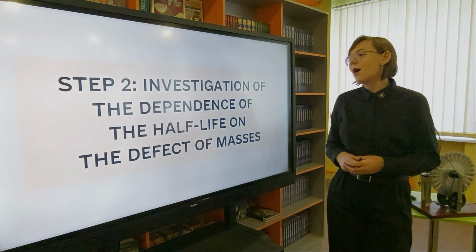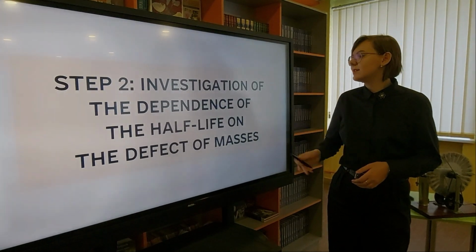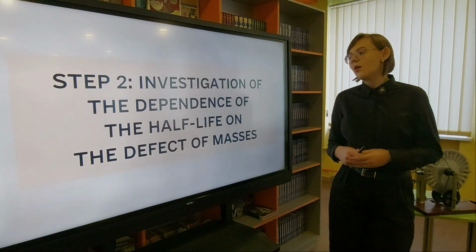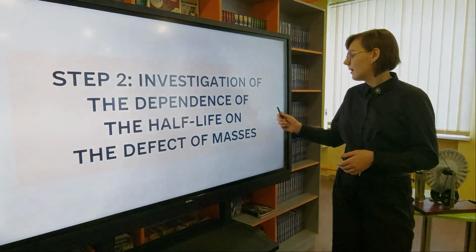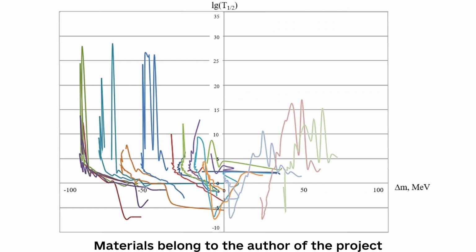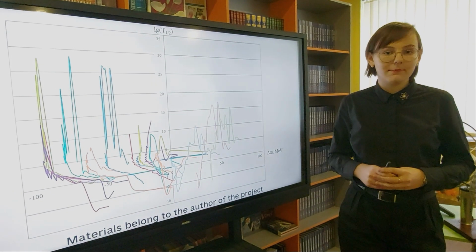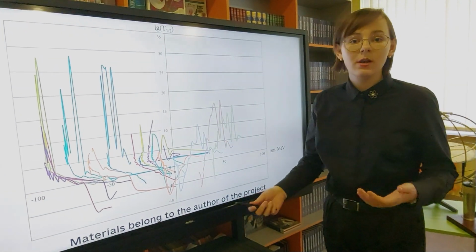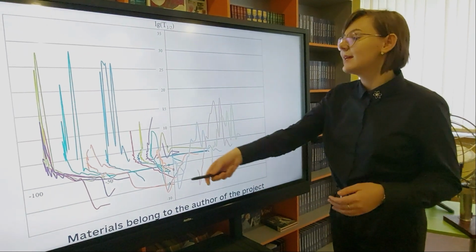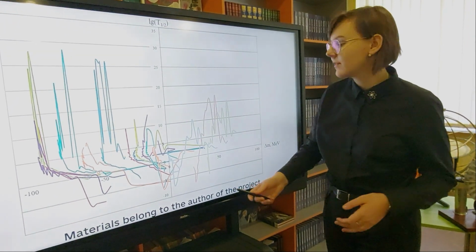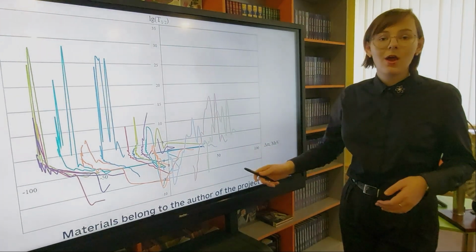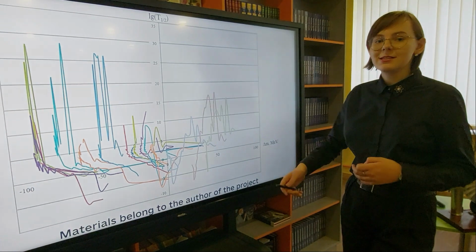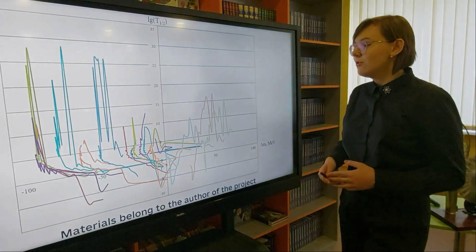The second step of our work is the investigation of the dependence of the half-life on the defect of masses. First, the dependence was investigated for some elements from 50 to 95. The graphs on the left part increased and dropped down very sharply, so we can see some rapid ups and downs. But graphics in the right part of the illustration just gradually climbed, so they are very different.